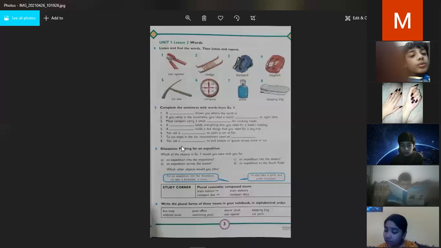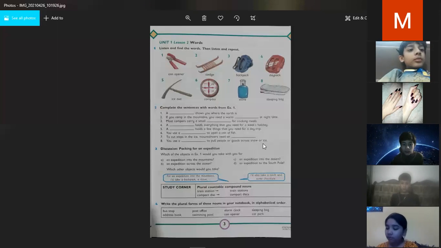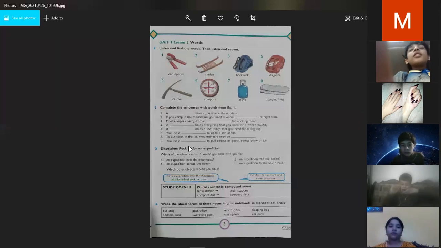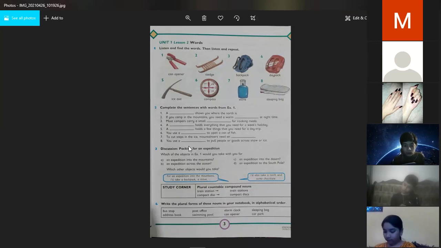Number 8, you use a dash to pull people or goods across snow or ice. It is sledge, S-L-E-D-G-E. It is a vehicle to carry people or things over the snow. Okay? Sledge is used in places to carry people or things where there is a lot of snow.